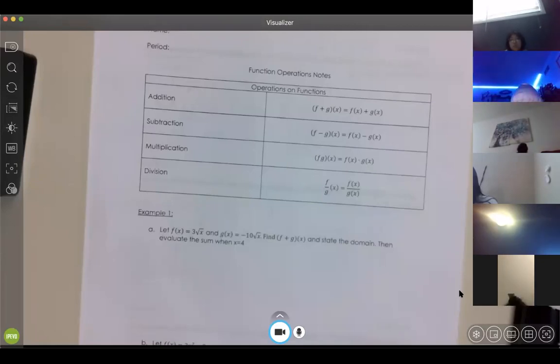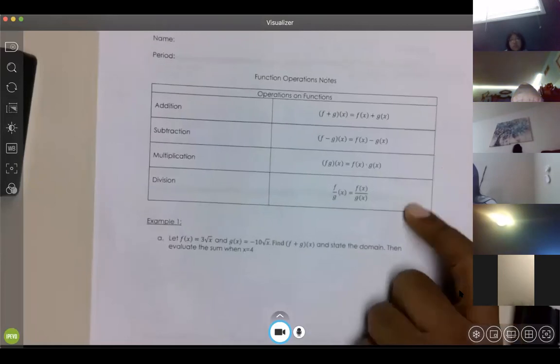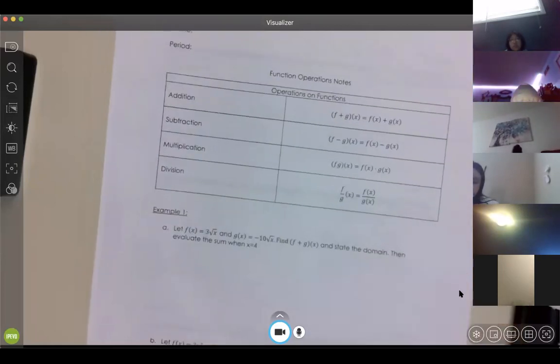And this is the notation. Basically when they say f plus g of x, they're asking you to add the two equations. F minus g of x, they're asking you to subtract. fg of x, they're asking you to multiply the two equations, and f over g of x, they're asking you to divide both equations. So for example 1a, let f of x equal 3 square root of x and g of x equal negative 10 square root of x. Find f plus g of x and state the domain. Then evaluate the sum when x equals 4.